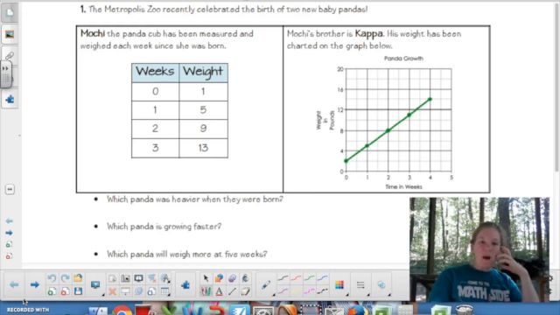So in this problem, the Metropolis Zoo, wish it said Atlanta Zoo, but you know, what are you going to do, recently celebrated the birth of 2 new baby pandas. The Atlanta Zoo did too. They're very cute. You should go look at the panda cam if you haven't already.